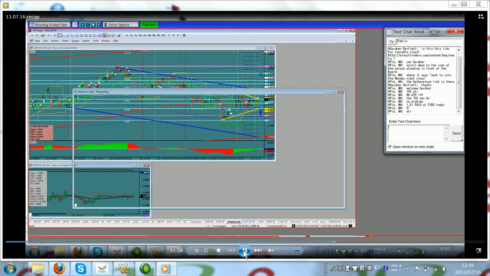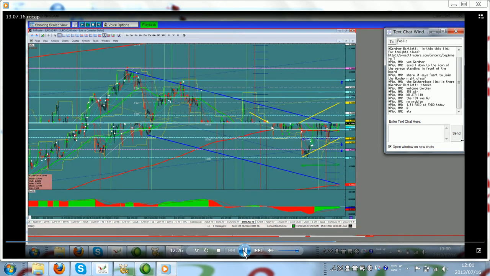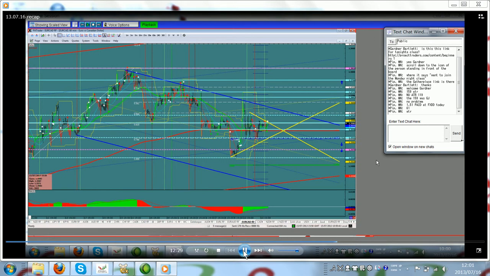Let it prove itself. Your CAD, we're stuck inside a wedge until we get out of this wedge. There's nothing to do. Alright, it could break.